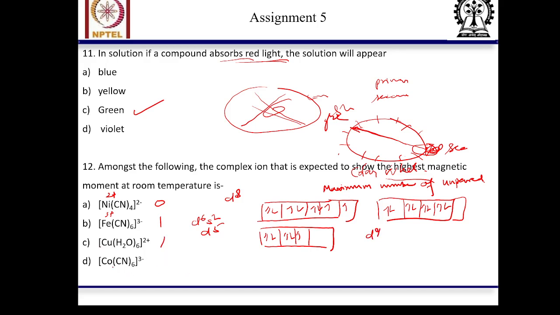Now we have here 3+, so this is d5. So here it will be 1, 2, 3, 4, 5. But CN minus is a strong field ligand again, so pairing will happen.